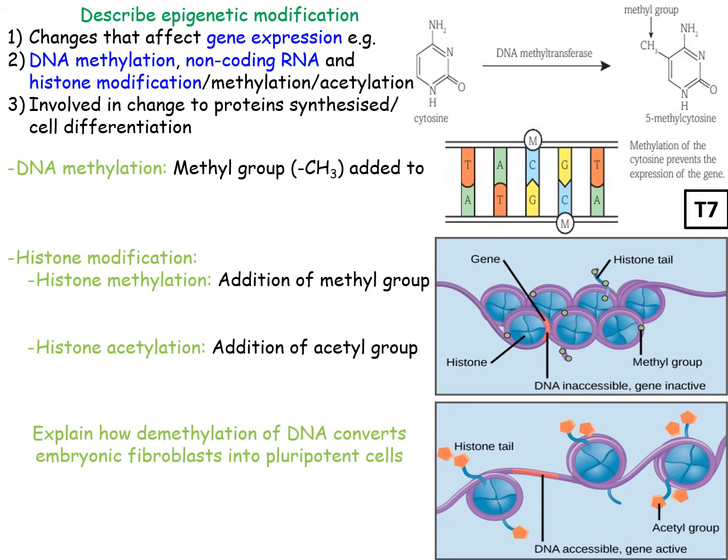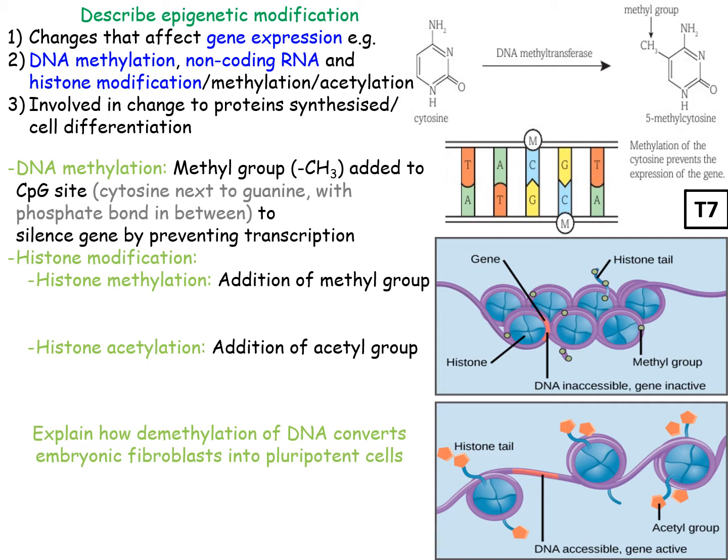So we start off with DNA methylation. You can see there's a methyl group, CH3, added to the CpG site. And a CpG site is where there's a cytosine next to a guanine with a phosphate bond in between. So C is cytosine, P is the phosphate bond, and G is the guanine. And that's to silence the gene by preventing transcription. So DNA methylation, where the methyl group is added to a CpG site, silences the gene by preventing transcription.